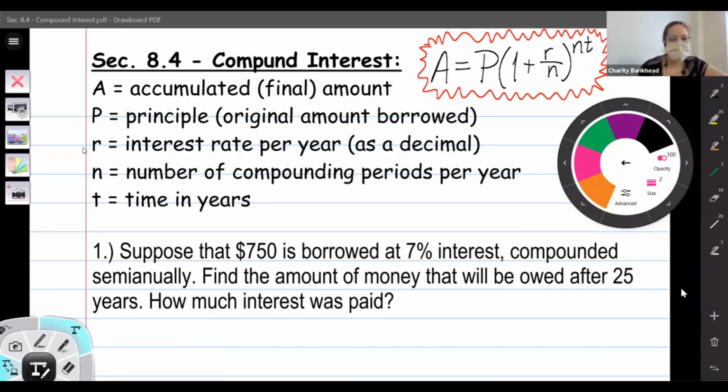Okay, so suppose that $750 is borrowed at 7% interest, compounded semi-annually. Find the amount of money that will be owed after 25 years and how much interest was paid.